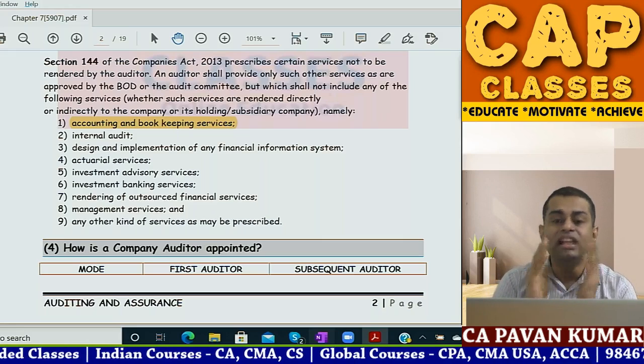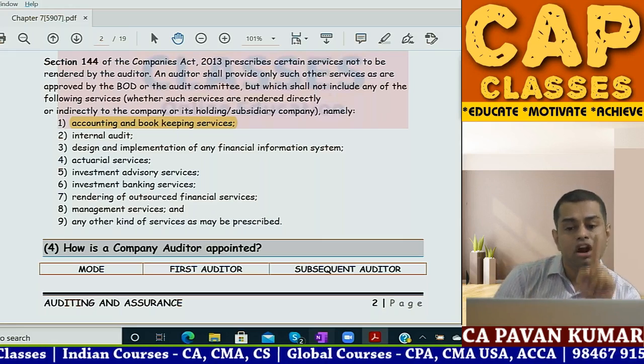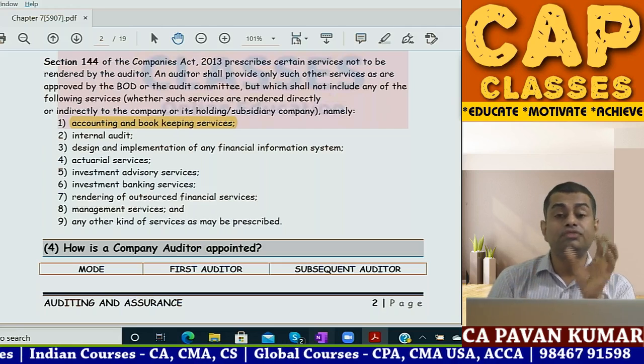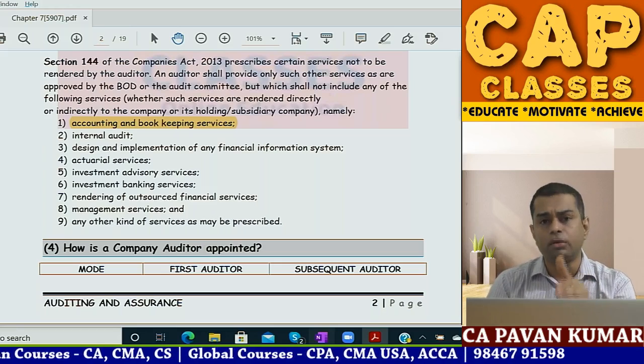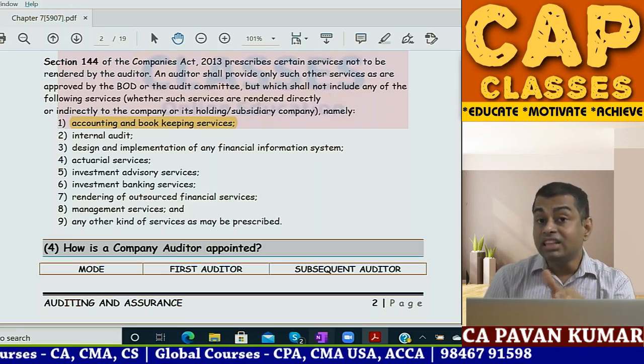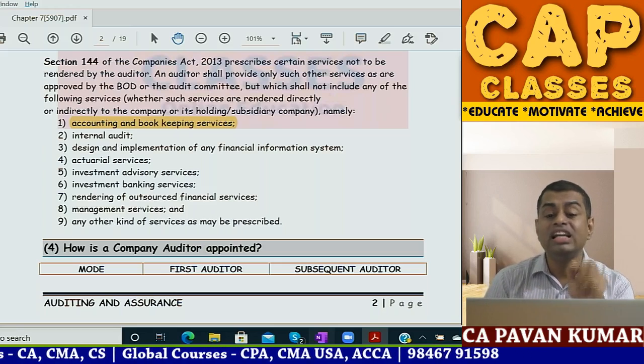So, I have divided this into two parts. First auditor, subsequent auditor. Who is the first auditor? After incorporation of the company, normally within 30 days you need to appoint an auditor, no? He is called the first auditor.